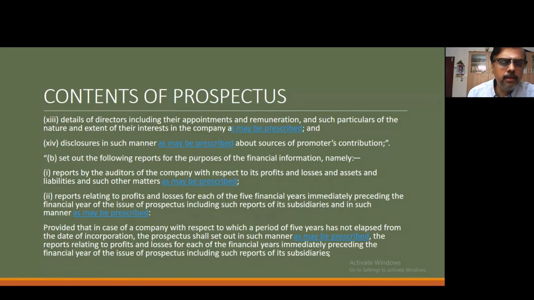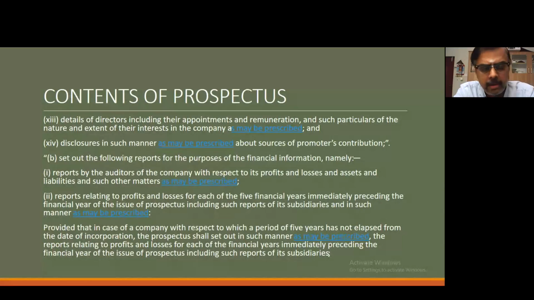Now B. The prospectus should also set out certain reports that should form part of the prospectus. What are those? Report by the auditors of the company with respect to its profits and losses and assets and liabilities and such other matters as may be prescribed, and reports relating to profits and losses for each of the 5 financial years preceding the financial year for the issue of prospectus, and provided that in case of a company with respect to which a period of 5 years has not elapsed from the date of incorporation, the prospectus shall set out in such a manner as may be prescribed the reports relating to profit and loss for each of the financial years preceding the financial year for issue of prospectus.